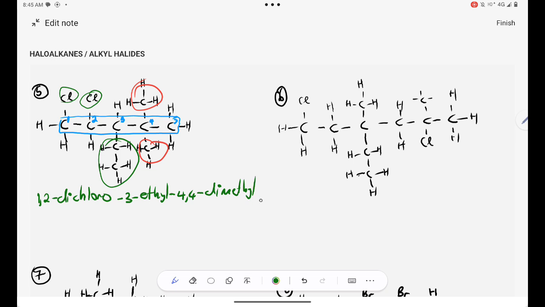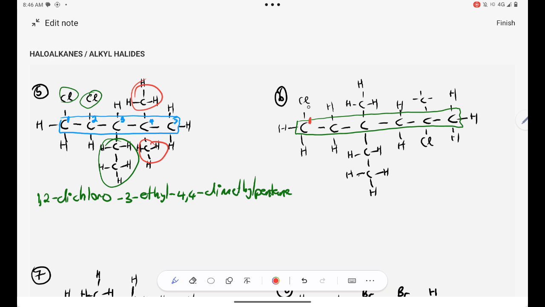The parent chain has 5 carbons, so that will simply be pentane. So the full IUPAC name is just 1,2-dichloro, 3-ethyl, and then 4,4-dimethyl pentane. Okay, and now let's go to the other compound. You must start numbering from the terminal which is closer to the substituent.